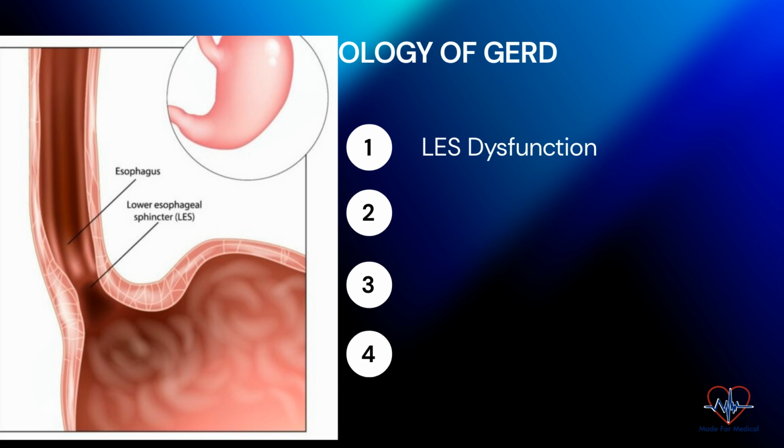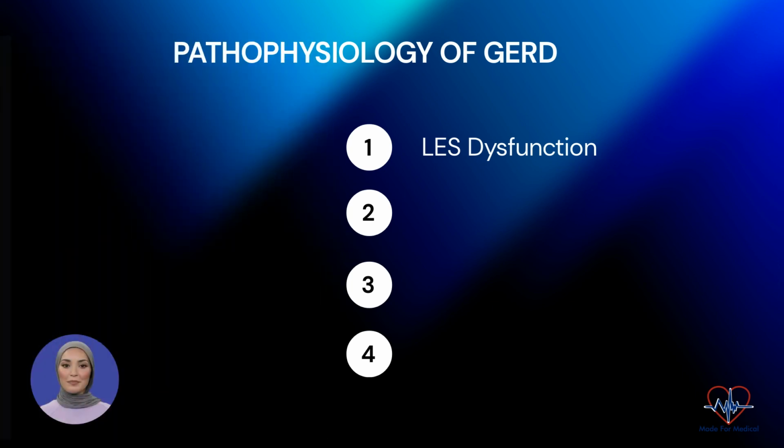LES dysfunction. The primary cause of GORD is a malfunctioning LES. Normally, the LES contracts and maintains a high-pressure zone to prevent reflux. In GORD, the LES may have reduced tone or relaxes inappropriately, allowing reflux to occur.